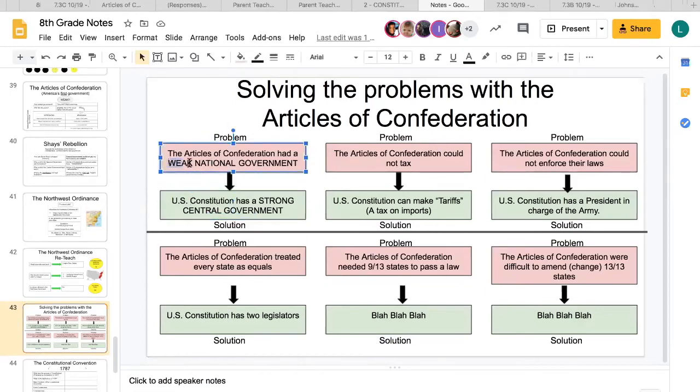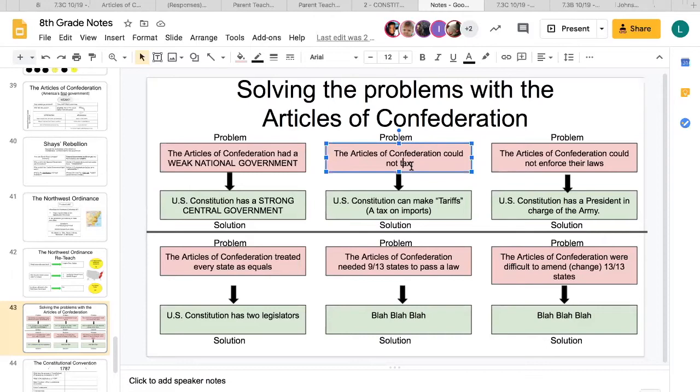So if we've got a weak national government, can somebody tell me what we're going to do to solve that? Make a strong one. So we're going to make basically a government that's opposite of the Articles. If the Articles of Confederation could not tax, what is the new Constitution going to be able to do? They can tax.